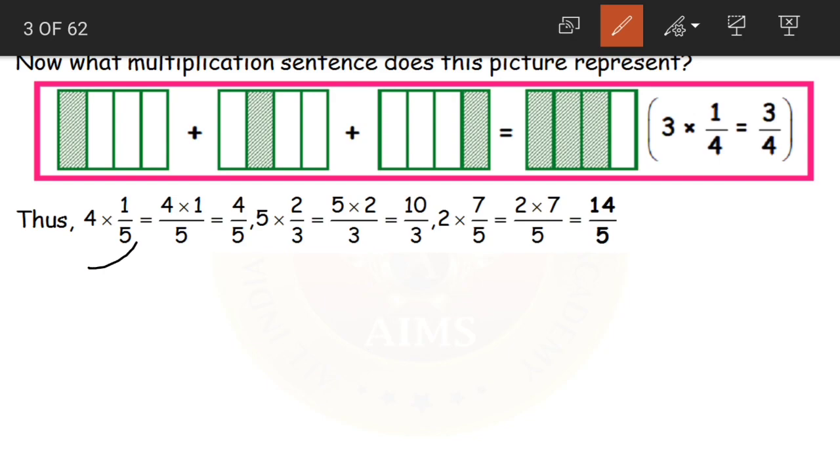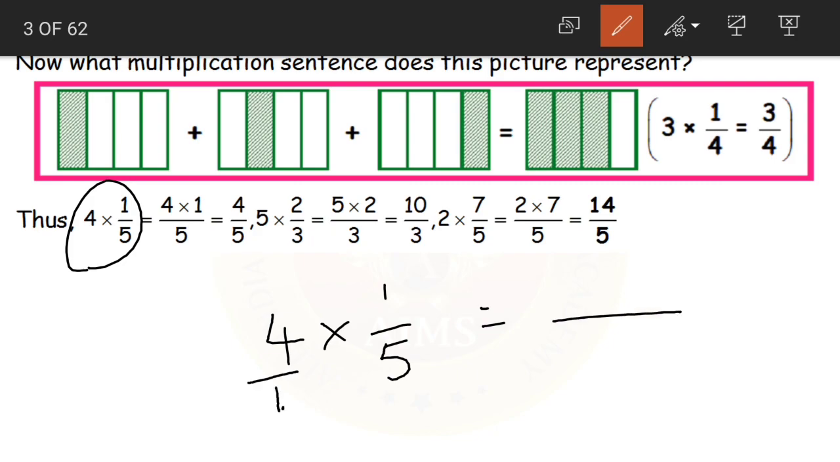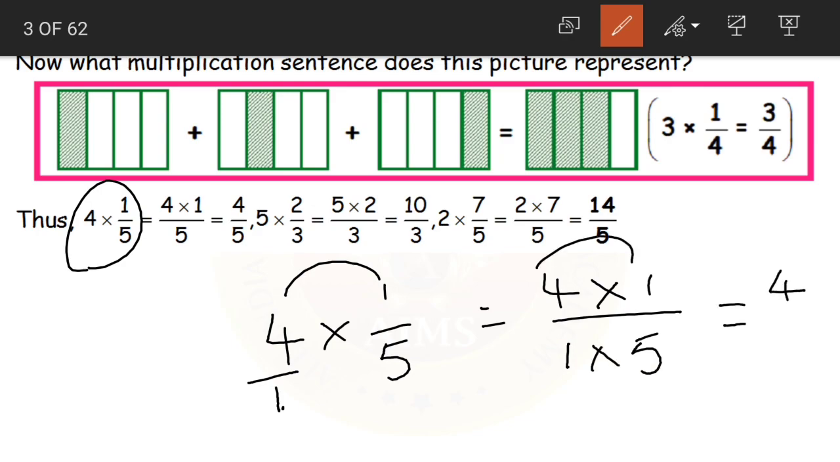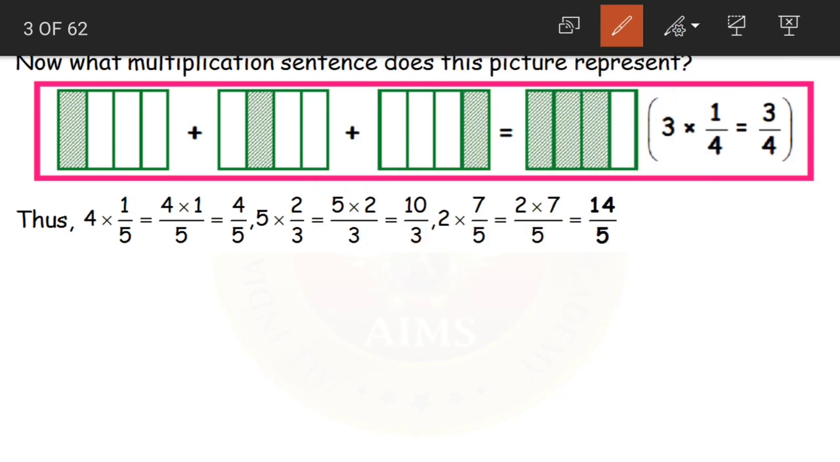Now coming to the next example, 4 into 1 by 5. Again we assume that 1 is the denominator here. So 4 into 1 and then in the denominator 1 into 5. 4 ones are 4 divided by 1 5s are 5. Clear students? Multiplication of a whole number and a fraction.